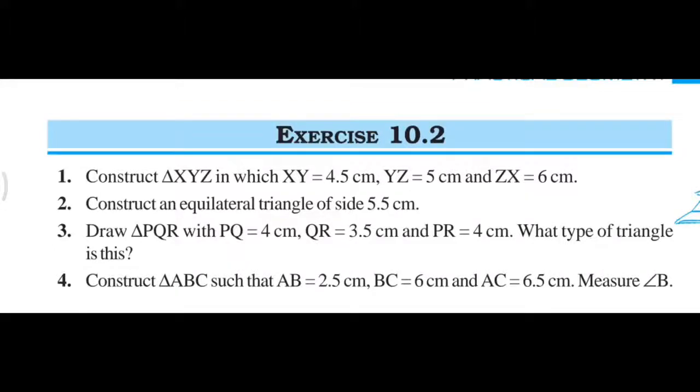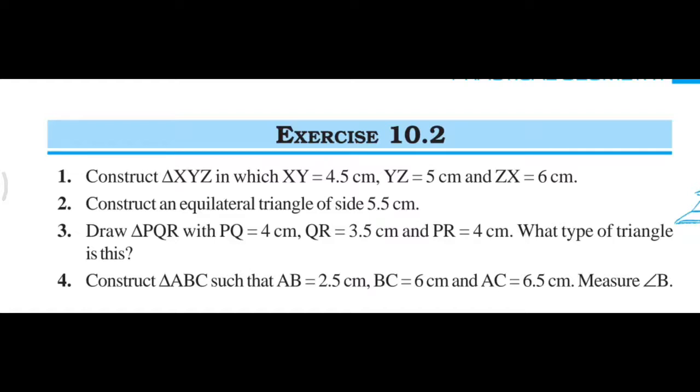Today we are doing exercise 10.2. Question number 1. Construct triangle XYZ in which XY is equal to 4.5 centimeter, YZ equal 5 centimeter and ZX equal 6 centimeter. Here you can see all three sides are different. So it is a scalene triangle.